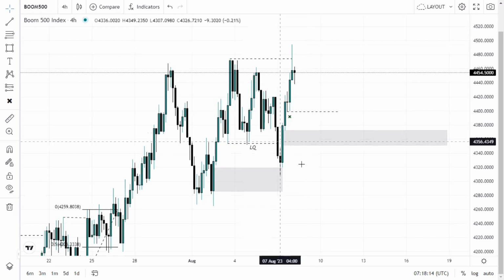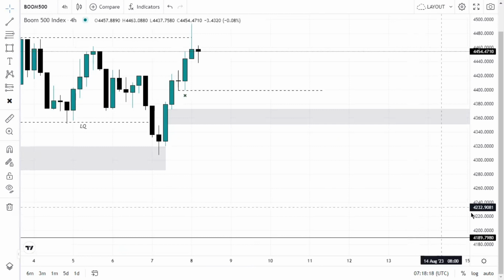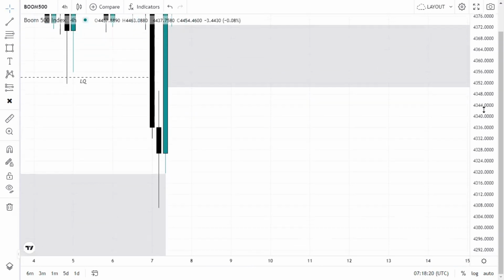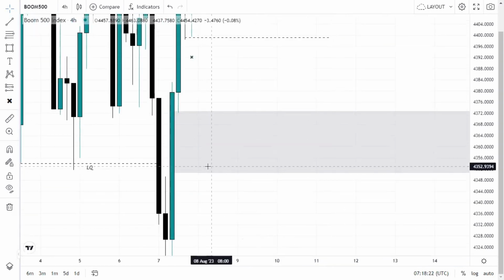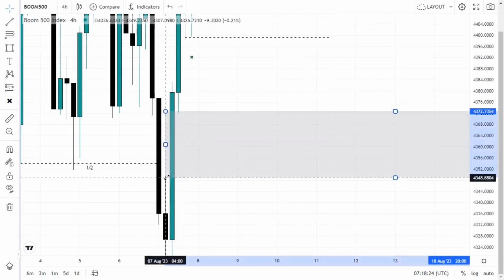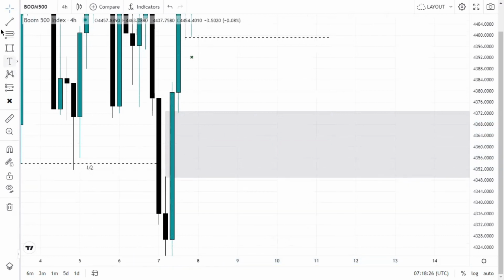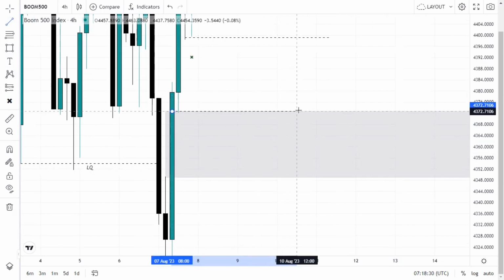Now, taking a look at your chart right now, this is an imbalance we have over here. And something I want you to know is that imbalances can also be called fair value gaps, short for FVG.